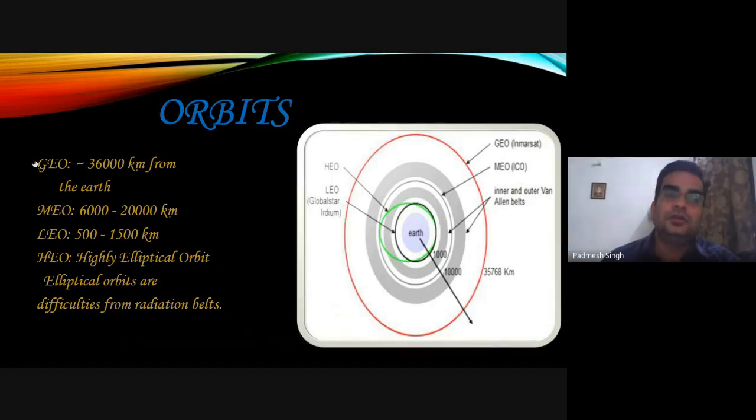For example, for the geostationary satellite, the first orbit of 36,000 kilometers, in this orbit the satellite remains stationary with respect to the Earth. Means if a satellite is above Delhi, it will remain above Delhi for the whole day, the whole month, the whole year, because it rotates with the Earth. While the other orbits, MEO, LEO, and HEO, these satellites change their position with respect to Earth.